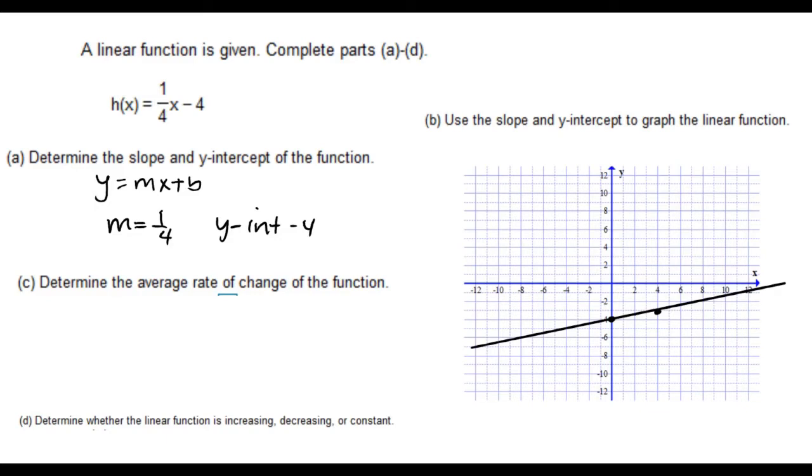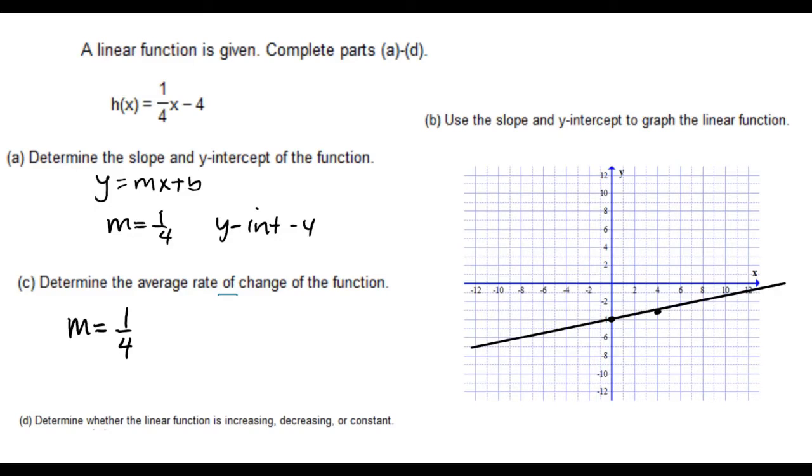So there's a theorem that says if you have a linear function, then the average rate of change is the slope. So the average rate of change is the slope, which is 1/4. Then it says to determine whether the linear function is increasing, decreasing, or constant.